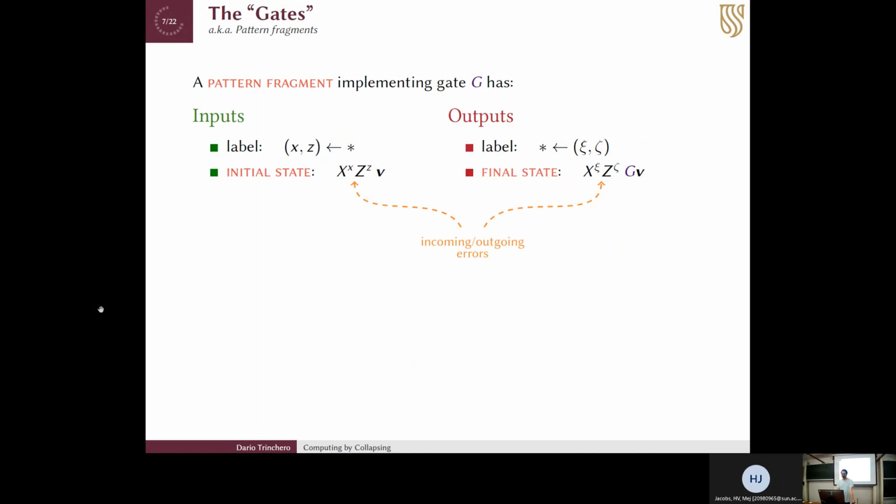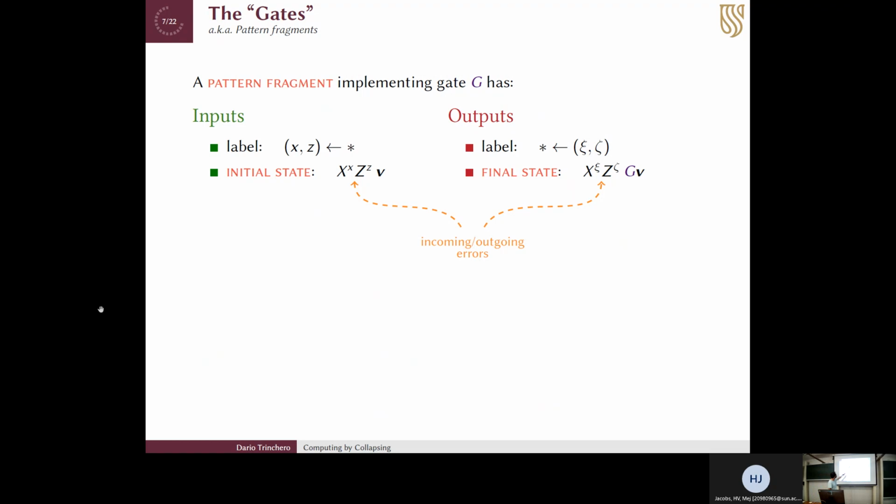And here's where it gets a little bit tricky to explain, not to understand, but I'm going to do my best. So a pattern fragment is like an ordinary pattern with two major exceptions. Firstly, it has inputs, and secondly, it has outputs. So the inputs are just some subset of the vertices that we choose, and we call these inputs. And the outputs are likewise a subset of the vertices, and they're labeled accordingly.